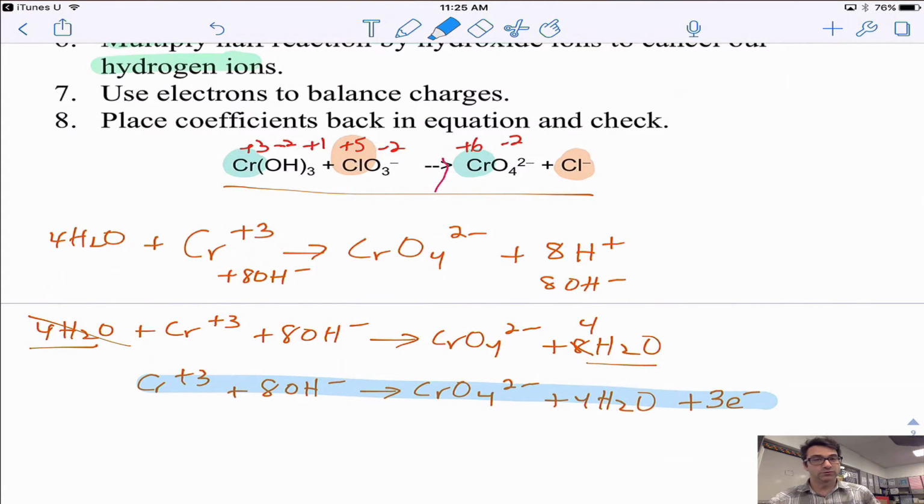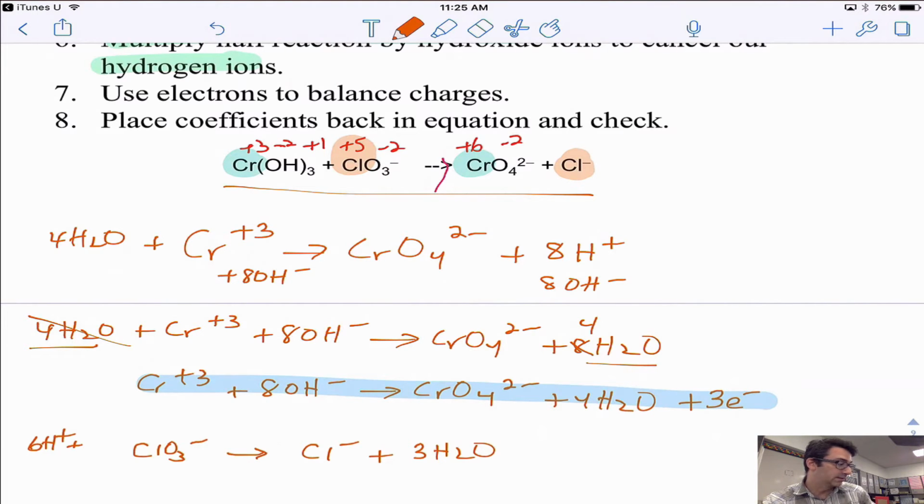Now we have to go through and do the same thing with the chlorate. So now let's go and do that. We're going to have our ClO3 minus yields Cl minus, and I go through the same process. Need to add waters, so 3 H2Os, and then I need to add the 6 H pluses on the left. And then I also need to put in electrons.